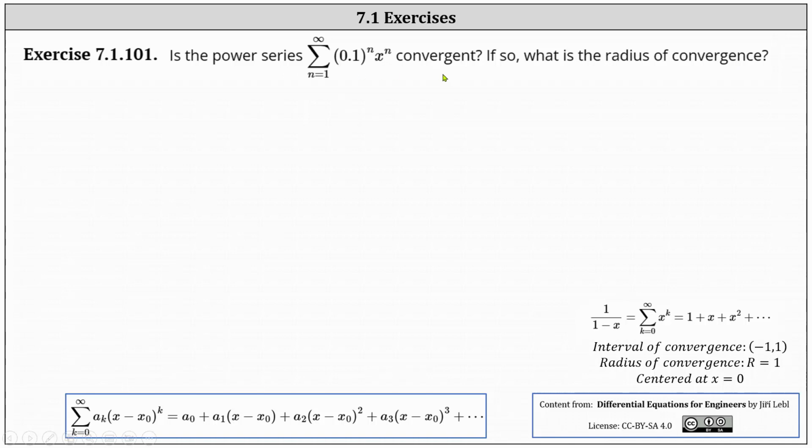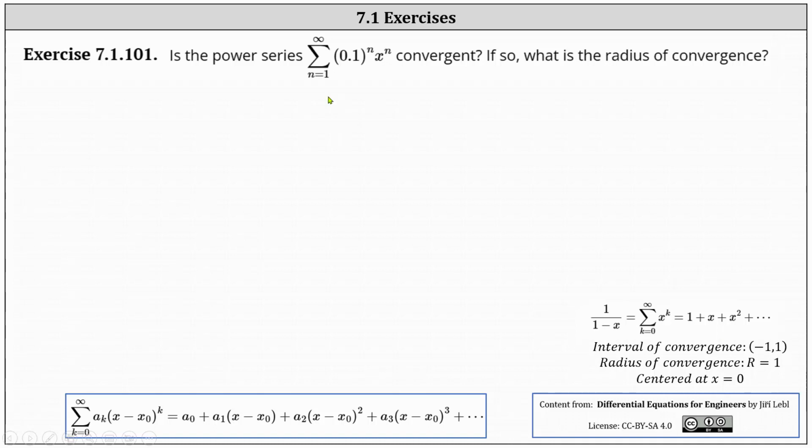Before we answer the question, analyzing the power series, notice it's centered at x equals 0 because we have x to the power of n, where in the form below x sub 0 is equal to 0. Also notice how the power series resembles the geometric power series shown here on the right.